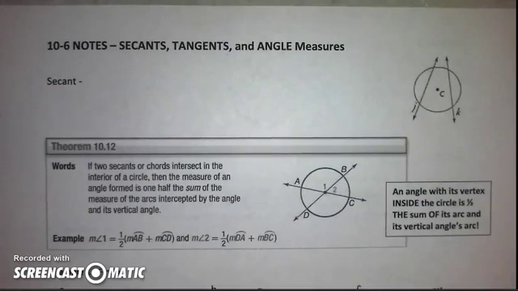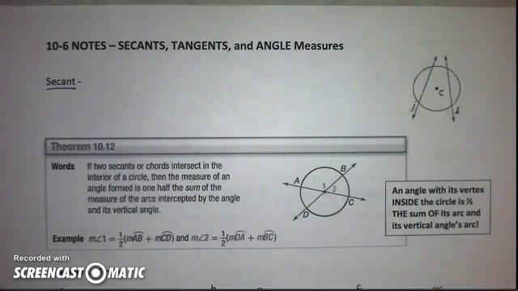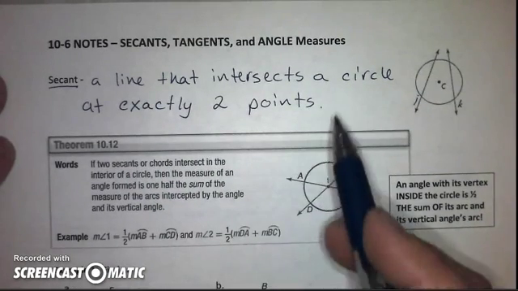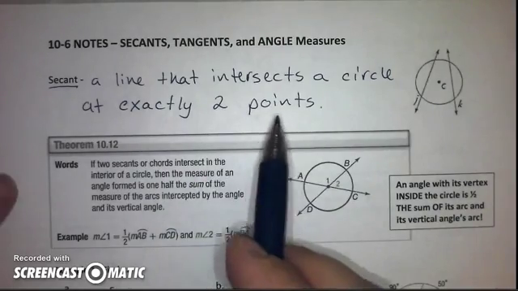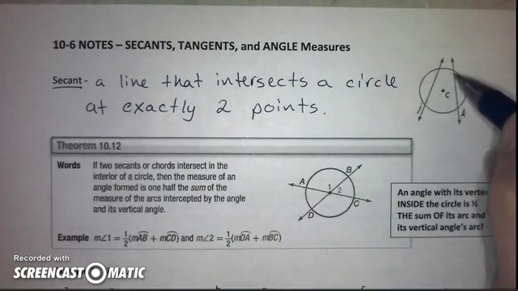First of all, I want to teach you about a new vocab term, and that's called a secant. You'll remember from lesson 10.5 that a tangent is any line that intersects a circle at exactly one place. And a secant is a line that intersects a circle at exactly 2 points. That's your new definition here. So lines J and K are both secants because they intersect circle C at 2 distinct points each.